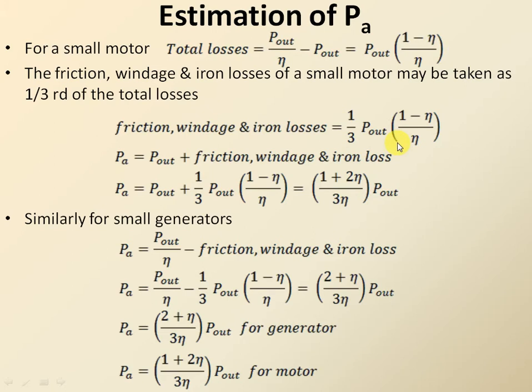We have seen in the power flow diagram of the DC motor that the armature power developed is the sum of output power plus friction, windage and iron loss. So for this friction, windage and iron loss, make the substitution. Then simplifying it, we will be able to estimate the value of armature power as (1 plus 2 eta) divided by (3 eta), into output power.